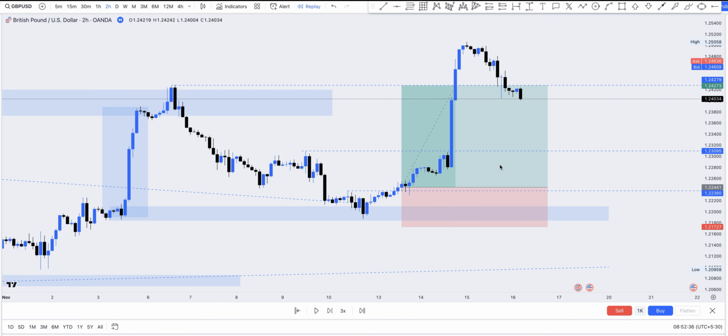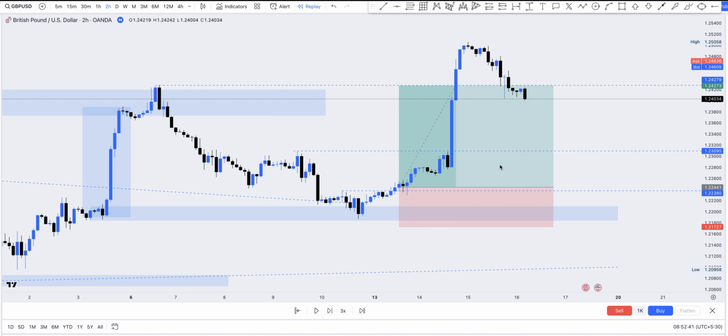So imagine using a standard lot, a one lot size on 170 pips with 5 positions or 10 positions. That is a lot of money, right?